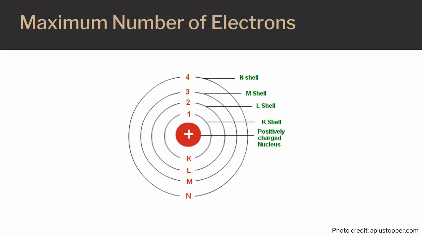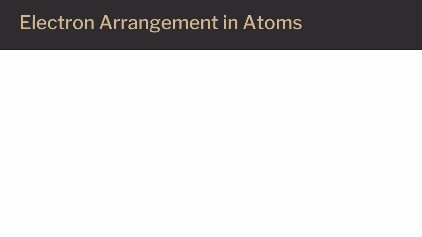Maximum number of electrons. This is an arrangement of electrons in various shells, subshells, and orbitals in an atom. It is written as 2, 8, 8, 18, 18, 32, which can be annotated as nL to the x, where n indicates the principal quantum number, L indicates the azimuthal quantum number, or subshell, and x is the number of electrons. Electron arrangement in atoms.